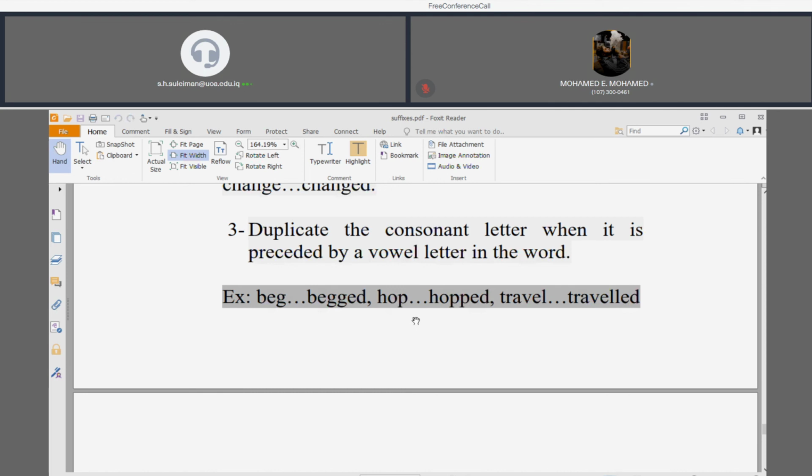Vowel letters in English are 5 in number. We have I, A, E, O, and U.